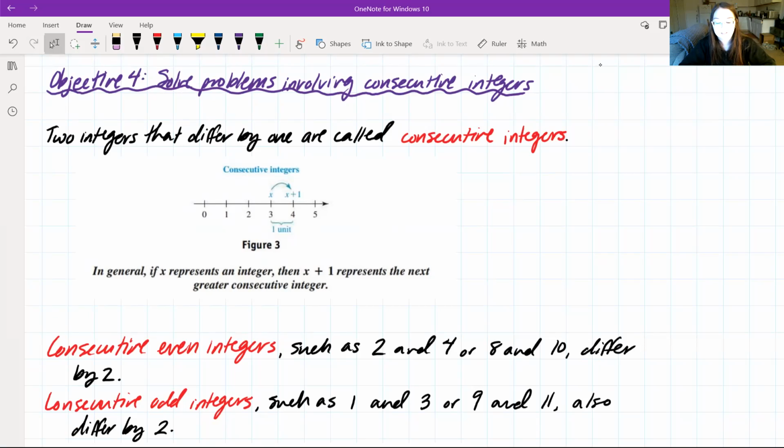This is kind of a new idea that we have. 2 integers that differ by 1 are called consecutive integers. So in general, if x represents any integer, then x plus 1 represents the next greater consecutive integer. So if x is equal to 4, x plus 1 is equal to 5. So 4 and 5 would be consecutive integers.